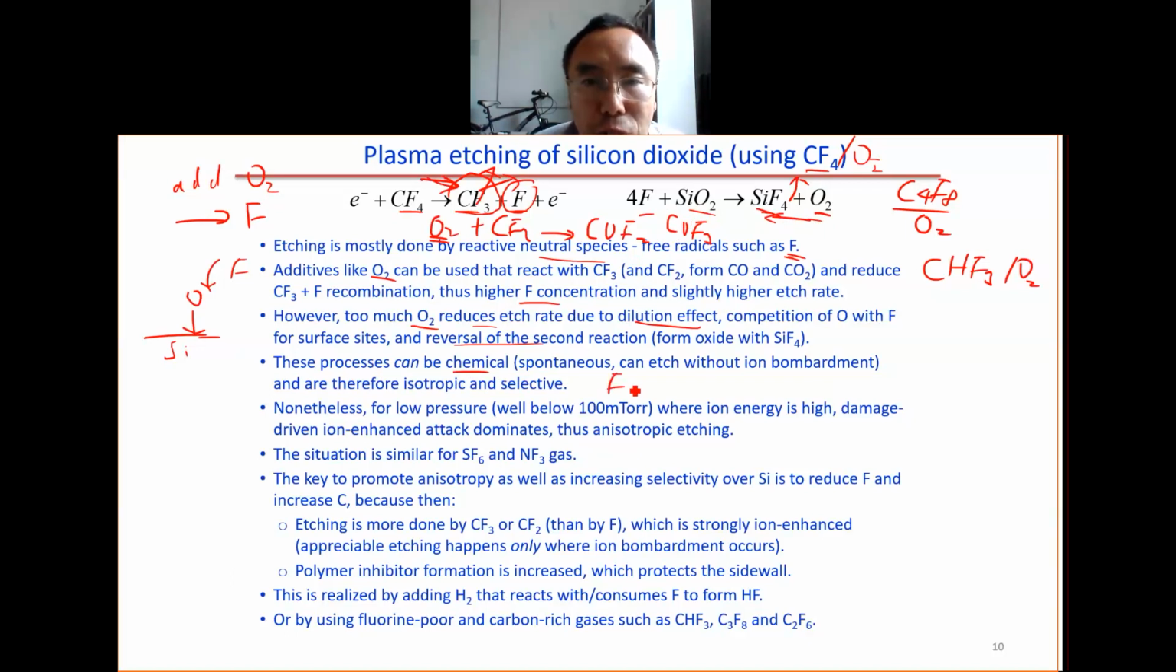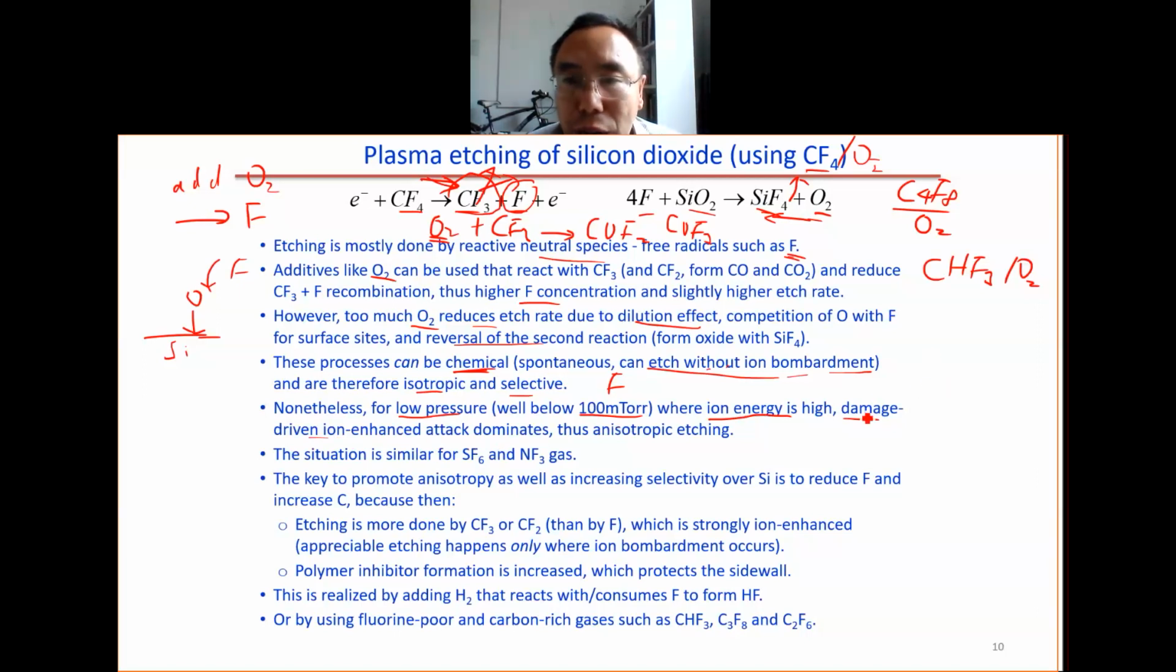So the process can be chemical. That means the fluorine will etch away; this reaction is a chemical reaction. It can etch without ion bombardment, so we do not need ion bombardment to etch. That's why I said it is chemical. When it is chemical, it is isotropic and it is selective. But when we have low pressure, well below 100 millitorr, the ion energy will be high, and then we have this damage-driven ion-enhanced etching process.